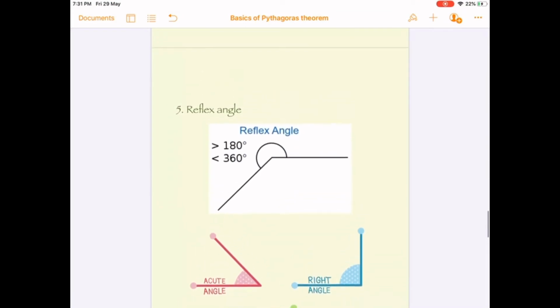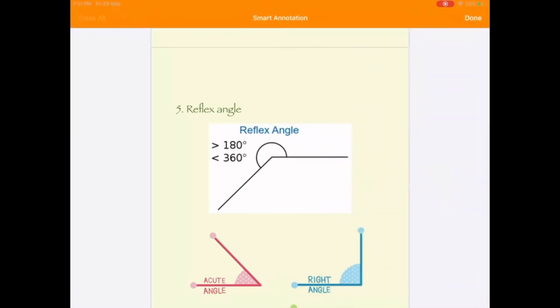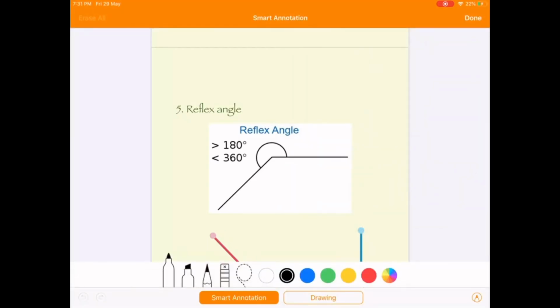I hope these concepts are clear. The fifth one is a reflex angle. Okay, what is a reflex angle? A reflex angle is here and here. You can see this formed 180 degrees, right? And this is greater than 180 degrees. Okay, so the angle which is greater than 180 degrees and less than 360 degrees.